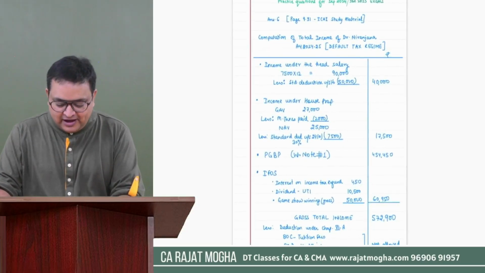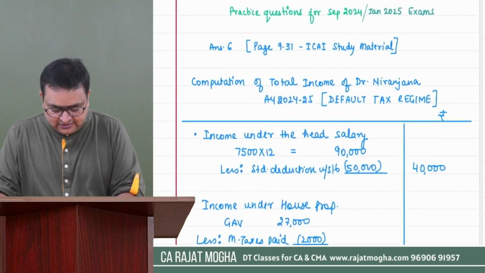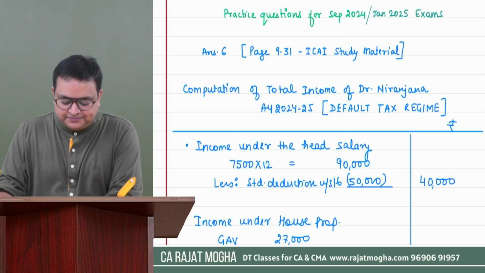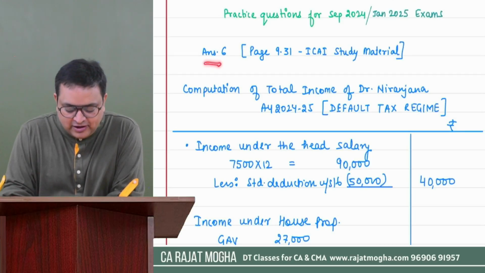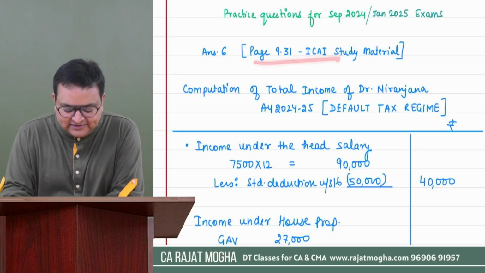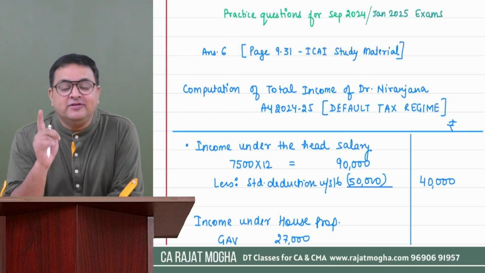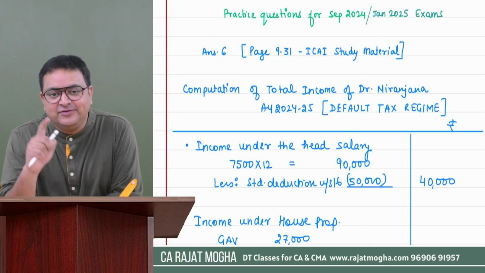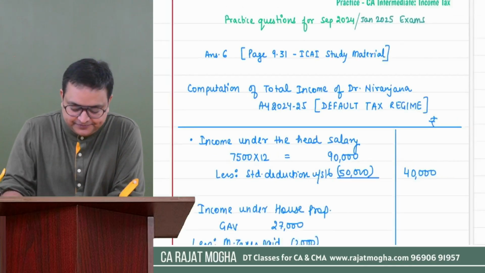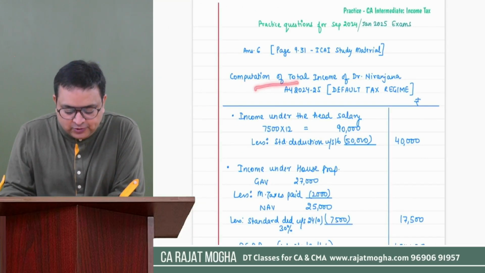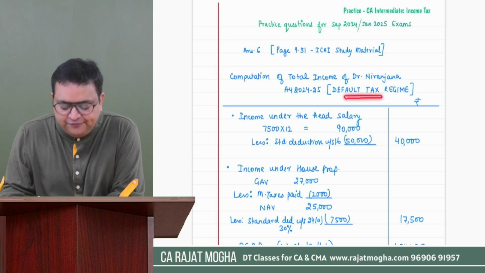So you must have observed how I did this question. First you have to write the answer. Although I have mentioned the page number also, that is just for your reference. You have to write the answer first on the top of the sheet, and always start your new answer with a fresh page. Correct? So this is computation of total income of Dr. Niranjana as per default tax regime.